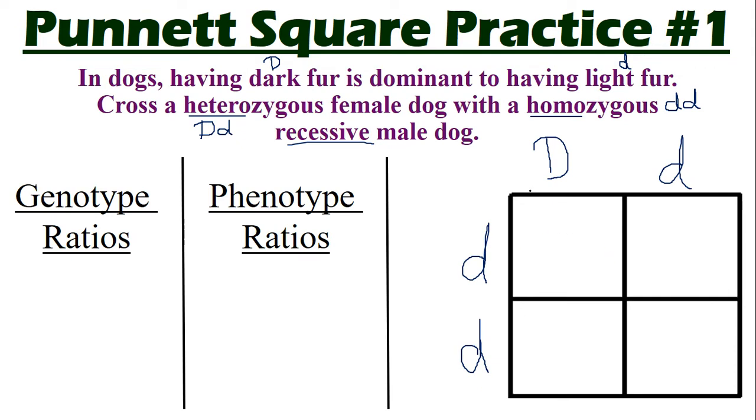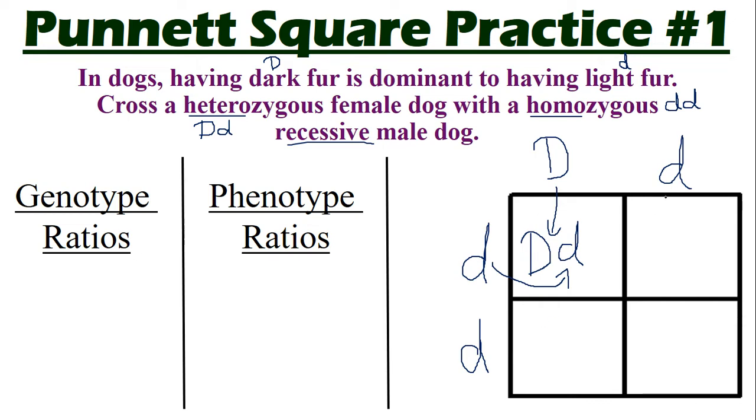So when you have that, in each of the empty boxes, the letter on the top will come down and the letter from the side will come over. And when you write them, just style-wise, if there's a capital letter, you always write that one first. So in this box here, the capital D is going to come down, and the lowercase d is going to come over, and you're going to get capital D, lowercase d in this box.